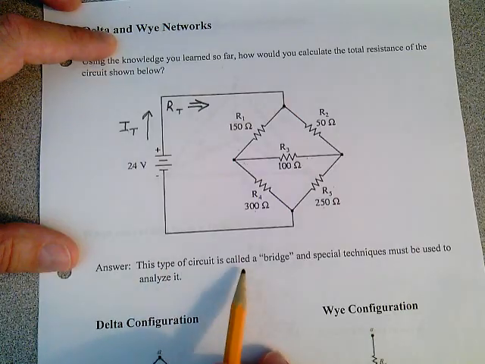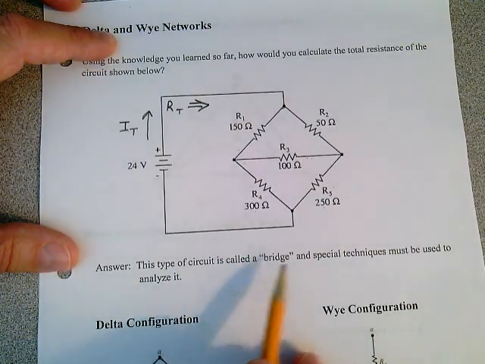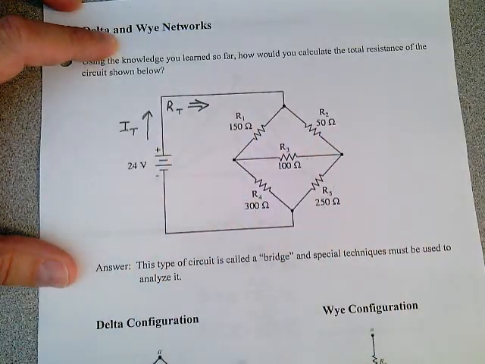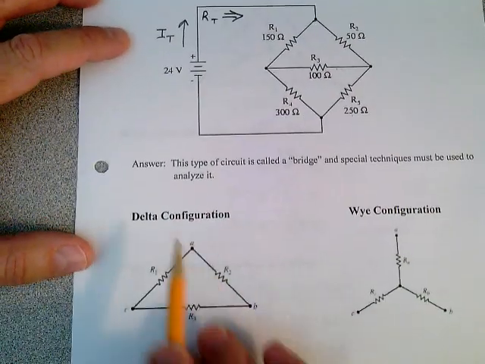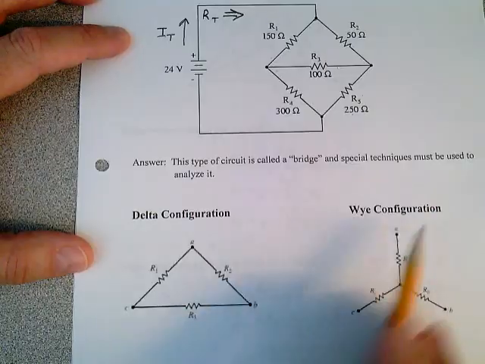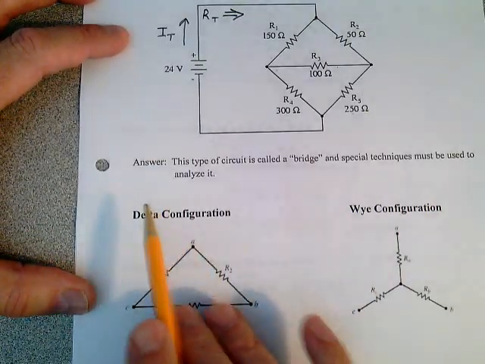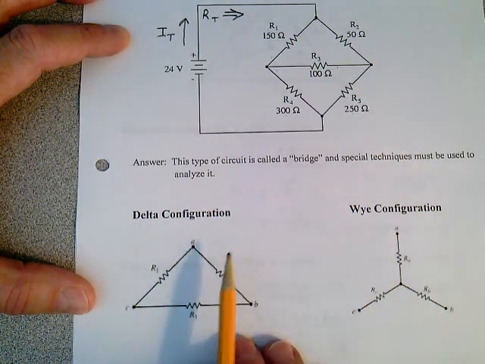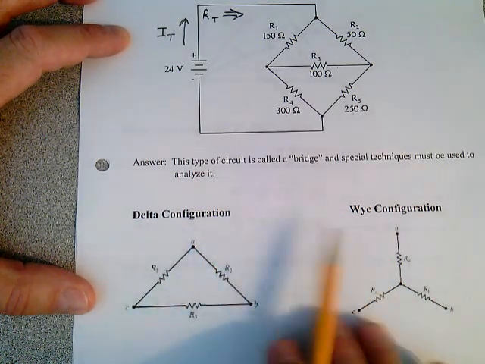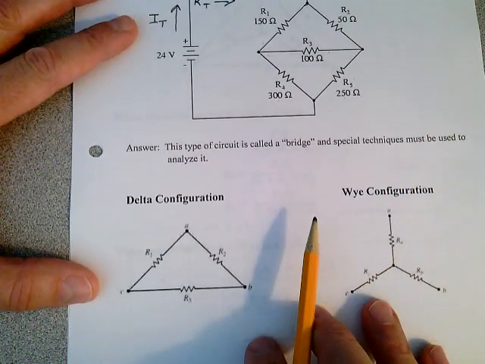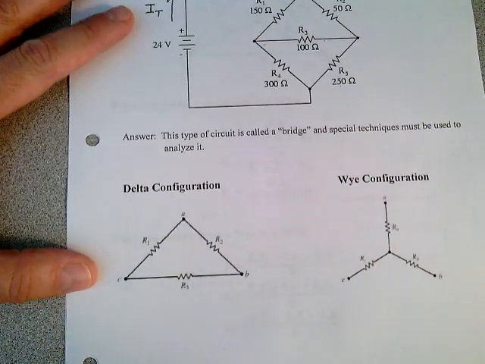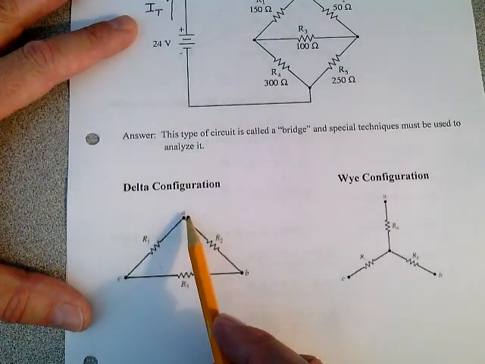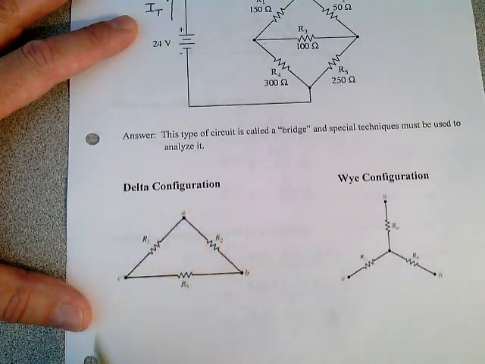This type of circuit is called a bridge, and special techniques must be used to analyze it. You can't use the tools up to this point. That leads us into a delta configuration or Y configuration. Delta and Y configurations are very popular in power and in instrumentation. We're not going to get into that in this course. That'll be future courses. But for this course, I want you to be able to recognize elements that are configured like this.